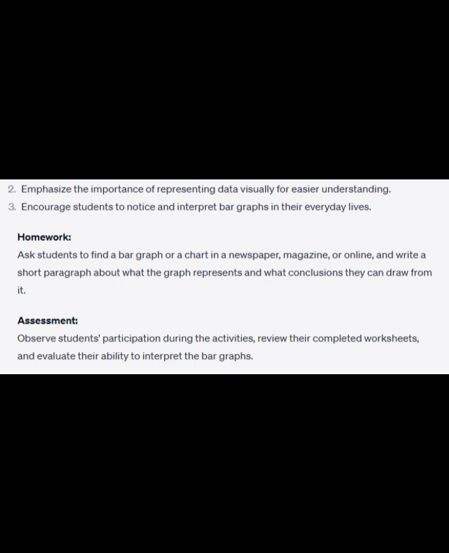Homework: ask students to find a bar graph or a chart in a newspaper, magazine, or online, and write a short paragraph about what the graph represents and what conclusions they can draw from it. Assessment: observe students' participation during the activities, review their completed worksheets, and evaluate their ability to interpret the bar graphs.